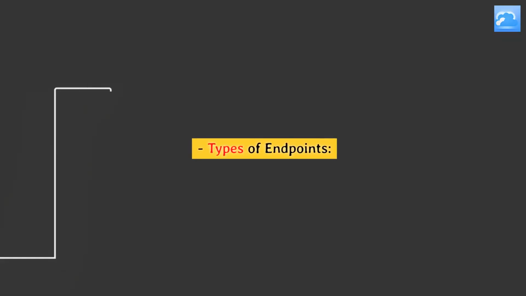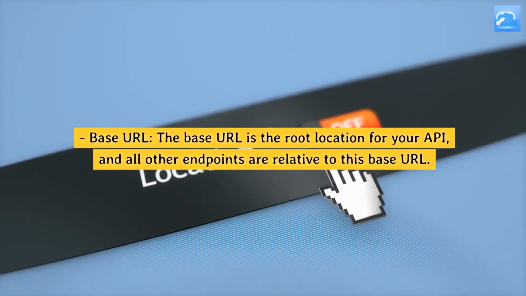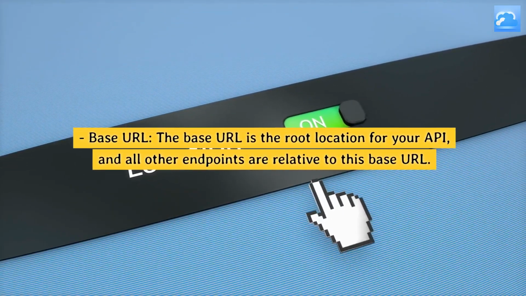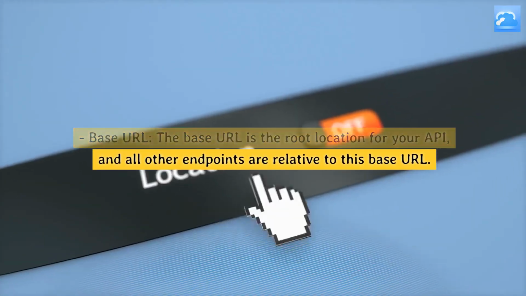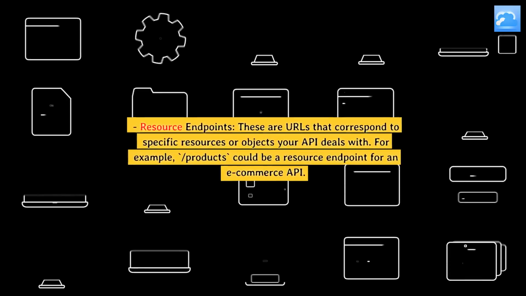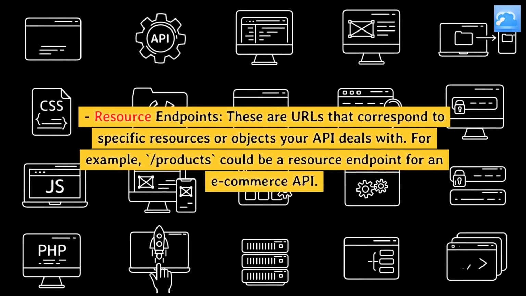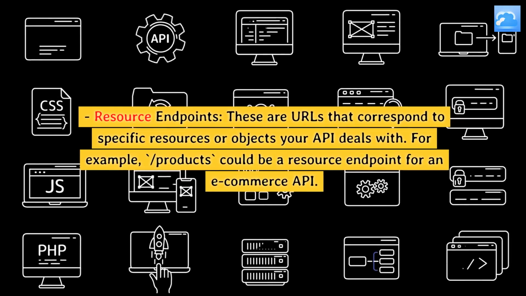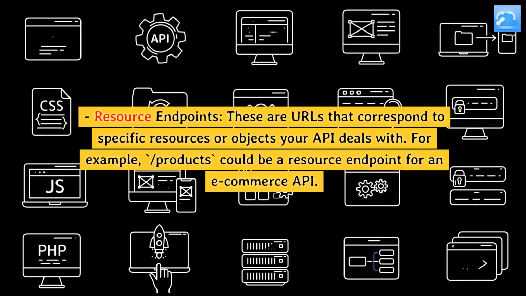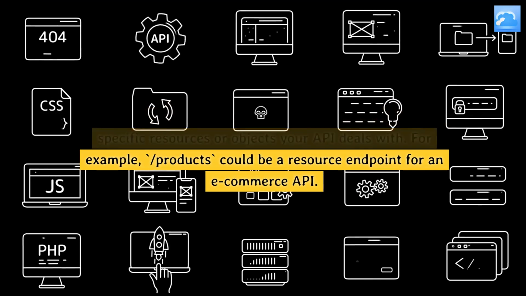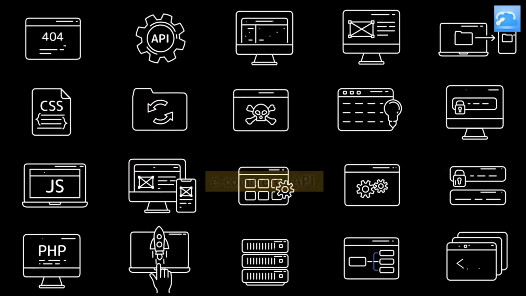Types of endpoints. Base URL. The base URL is the root location for your API, and all other endpoints are relative to this base URL. Resource endpoints. These are URLs that correspond to specific resources or objects your API deals with. For example, /products could be a resource endpoint for an e-commerce API.